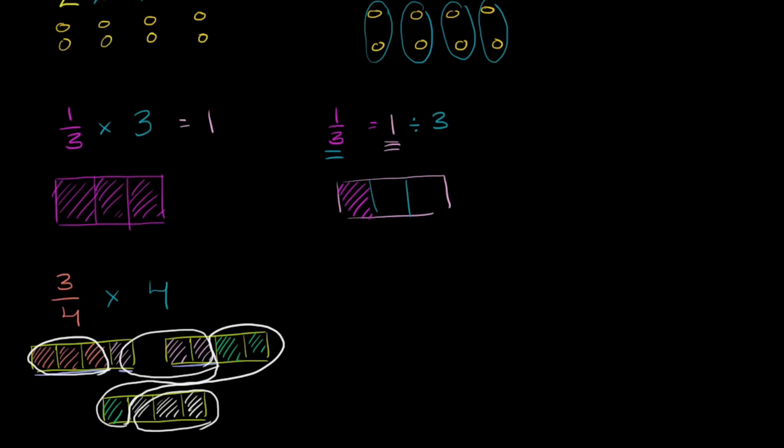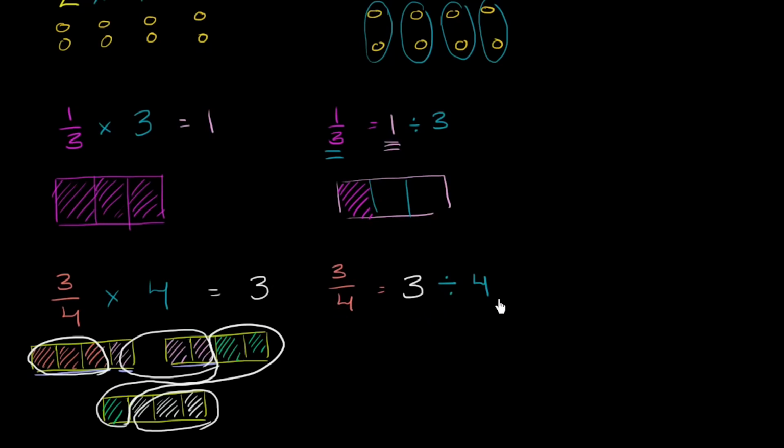And what did I do when I got those 4 3/4? Well, it's pretty clear. This is turned into 3 wholes. So this is equal to 3 wholes. Well, if 3/4 times 4 is equal to 3, that means that 3 divided by 4 is equal to 3/4. So the same idea again. 3/4 is the same thing as 3 divided by 4.